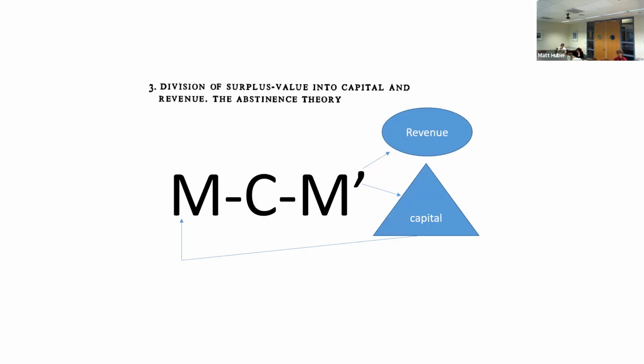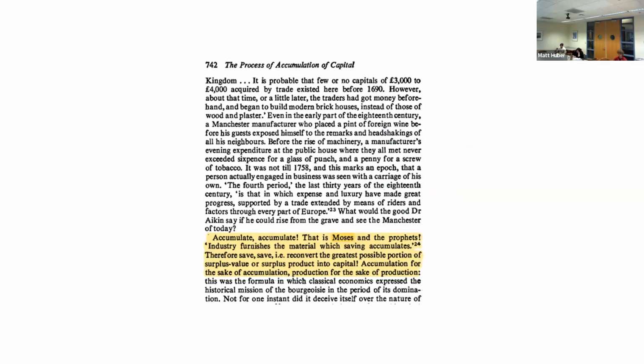It should be clear by now what that's all about. And this section is really about what proportion the capitalists should divide, how much they should consume, how much they should accumulate. And of course, there's this religious doctrine that the good capitalist is going to accumulate. That is like Moses and the prophets, right? Industry furnishes the material which savings accumulates, therefore save, and reconvert the greatest possible portion of surplus value or surplus product into capital. Accumulation for the sake of accumulation, production for the sake of production.